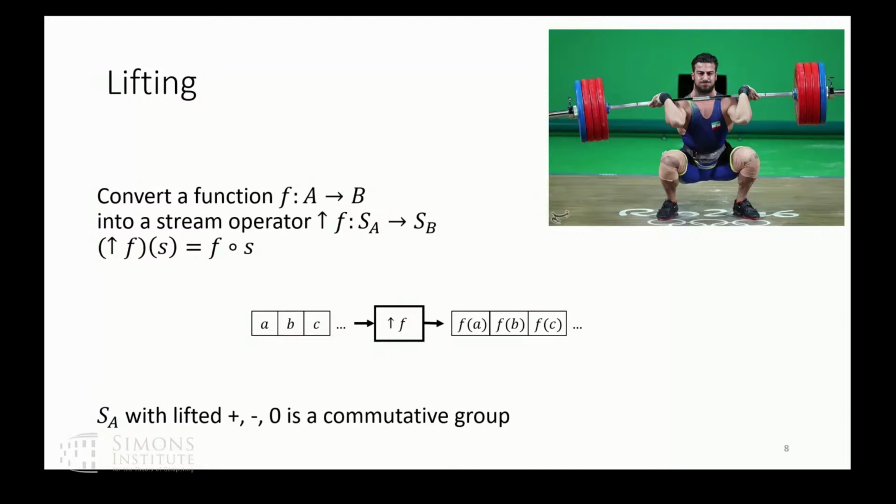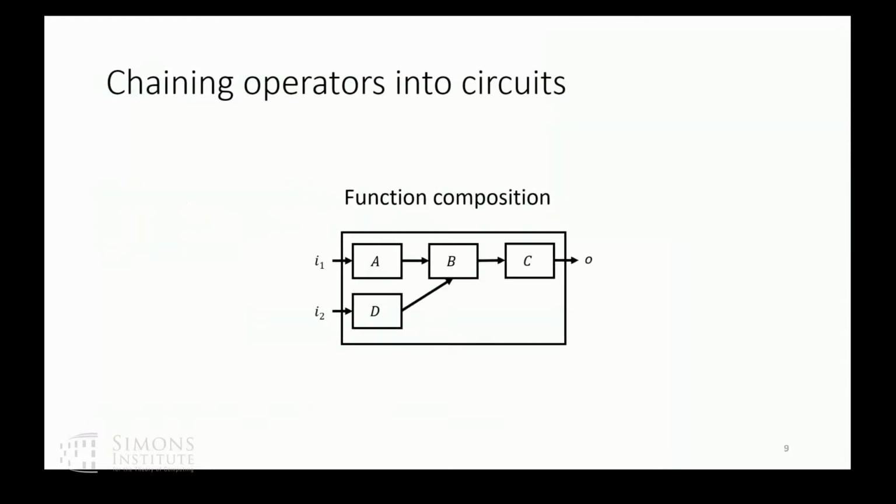As a cute fact, the streams themselves, with the lifted operations of plus, minus, and 0, also form a commutative group. So there will be commutative groups everywhere. This is one way you can create stream functions. The second way is you can take primitive stream functions and compose them, say circuits and data flow programs, if you want.